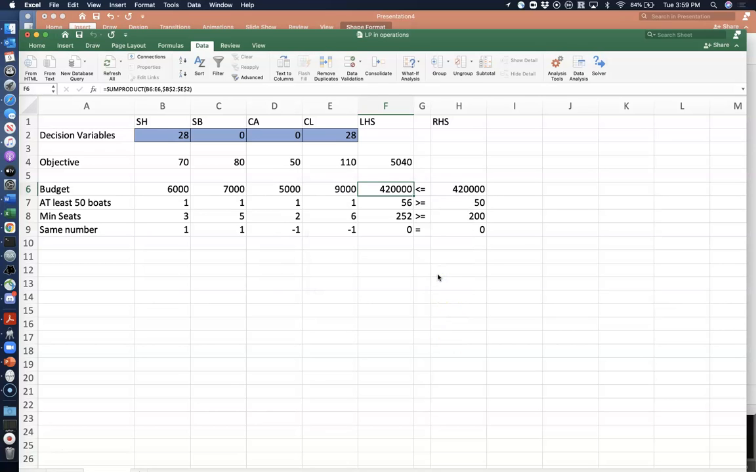And there you go. So the final solution is that you have to buy 28 Speedhawk boats and 28 Classy boats. You're not buying any Silverbird boats. You're not buying any Catman boats. Now you'll use up all the $420,000 that's available for doing this. You will buy 56 boats when you wanted a minimum of 50 boats. And the number of seats you'll have available is 252, when you need only 200.